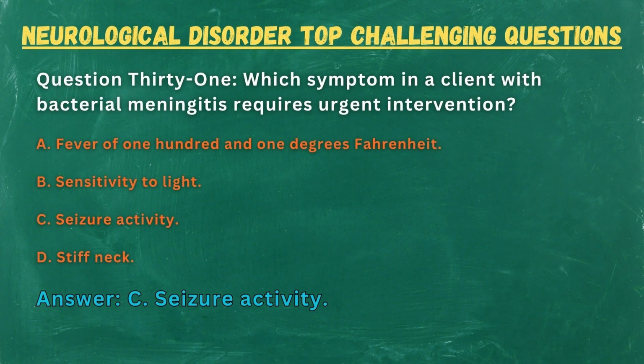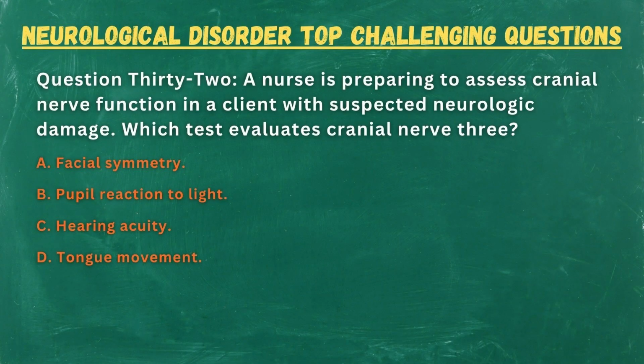Answer: C. Seizure activity. Question 32. A nurse is preparing to assess cranial nerve function in a client with suspected neurologic damage. Which test evaluates cranial nerve 3? A. Facial symmetry. B. Pupil reaction to light. C. Hearing acuity. D. Tongue movement.